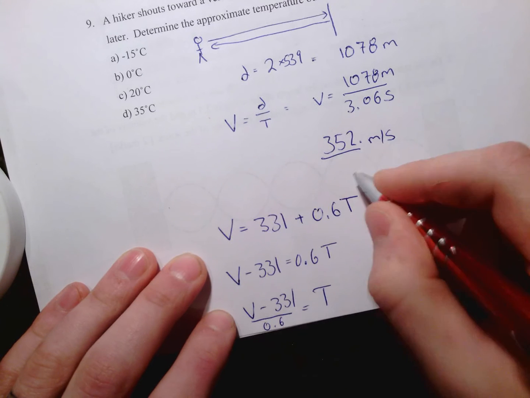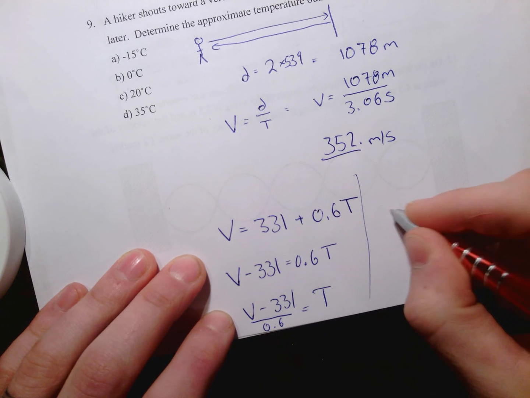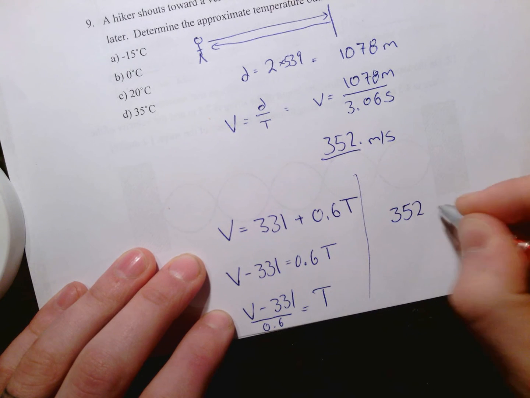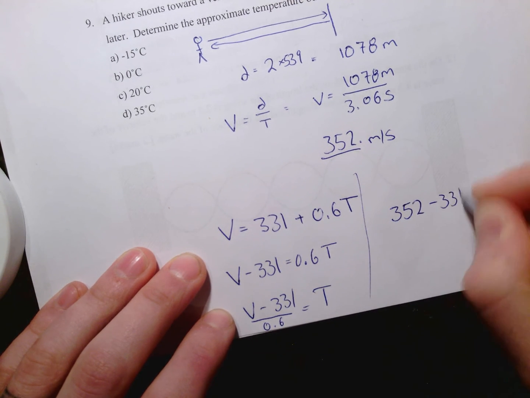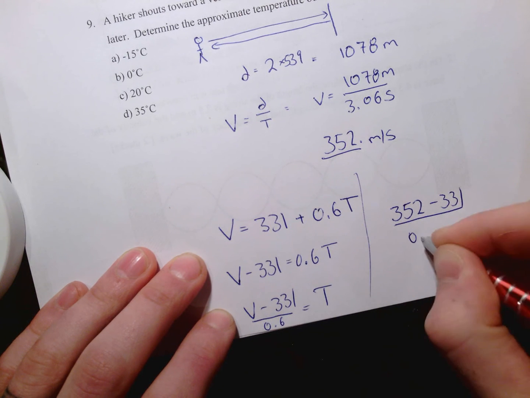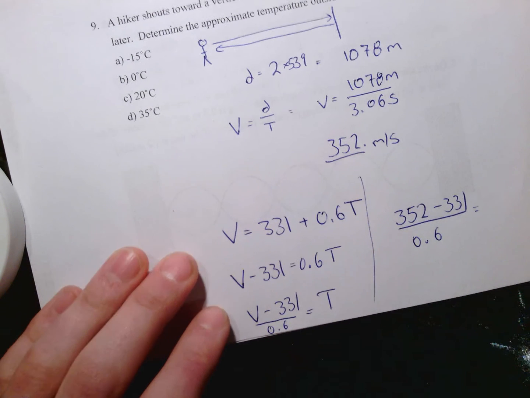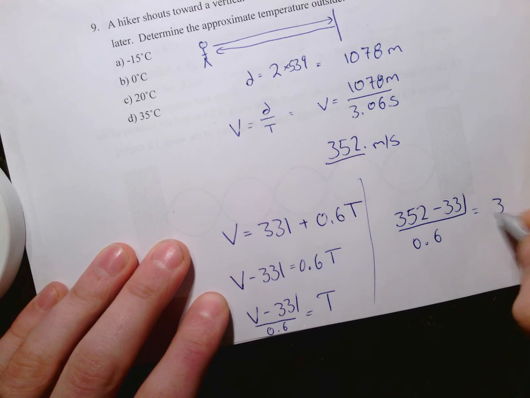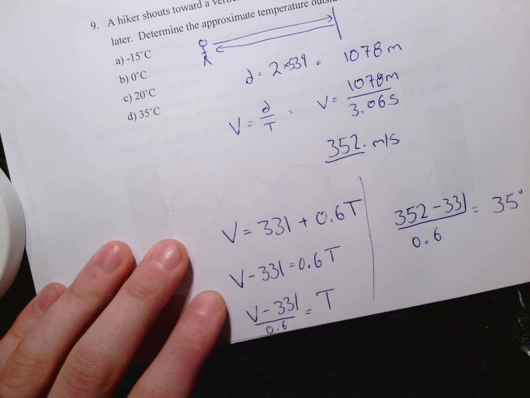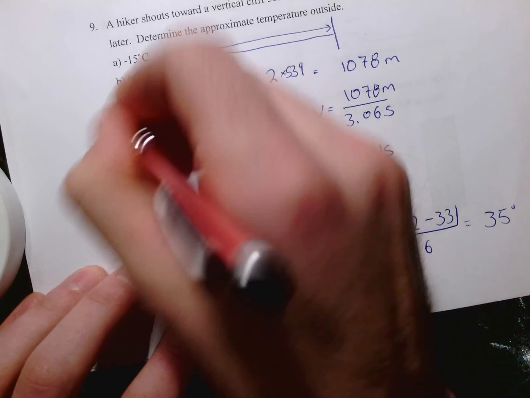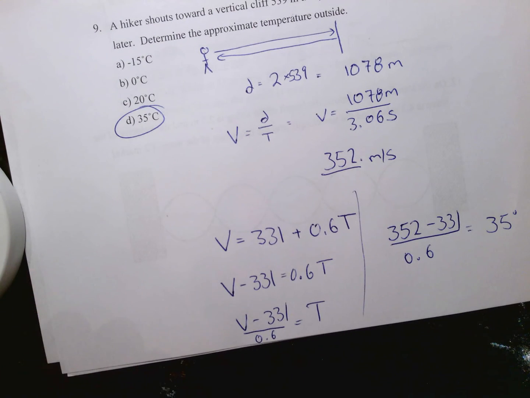So plugging all that in, 352 minus 331 over 0.6 gives us approximately 35 degrees. And that leaves us with the answer D.